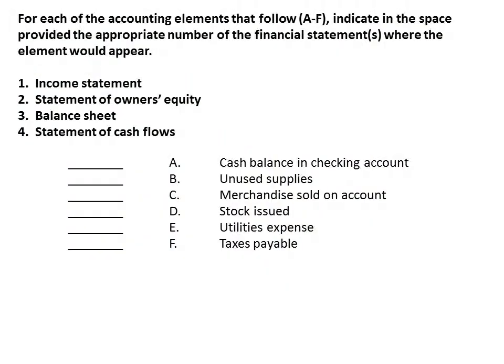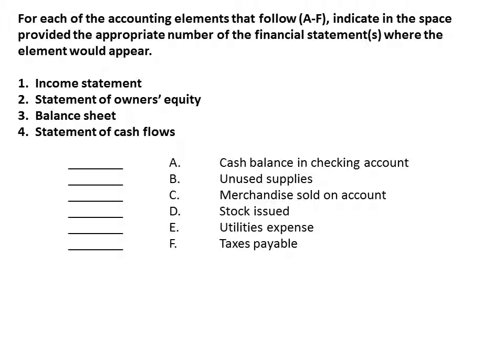So let's take a look real quick and test your knowledge for each of the following elements, A through F. Indicate in the space provided the appropriate number of financial statements where the element would appear. We're going to use 1 for income statement, 2 for statement of shareholder owner's equity, 3 for balance sheet, and 4 for statement of cash flows.